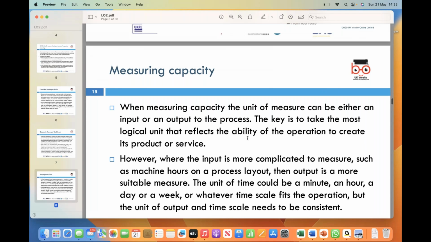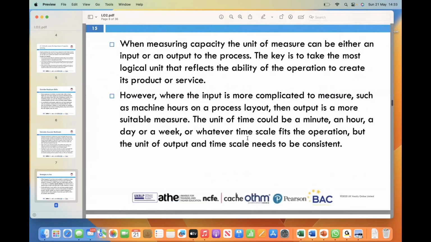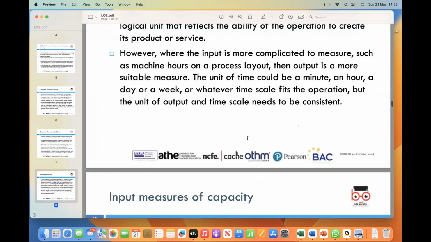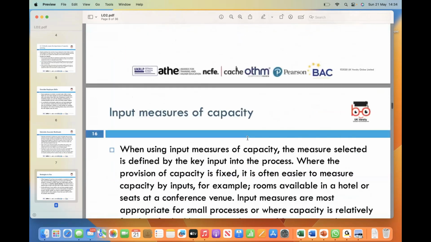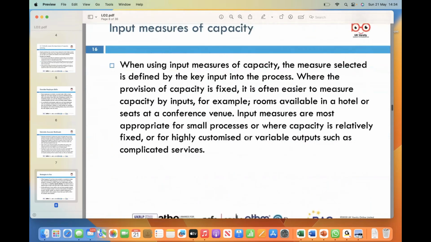Then the unit of time. The time scale we choose should be aligned with the operation's needs. It could be minutes, hours, a day, or even a week. The important thing is that the unit of output and the chosen time scale must be consistent with each other. This consistency ensures that our measurement accurately represents the operation's capacity.